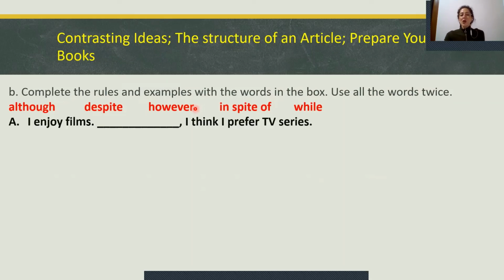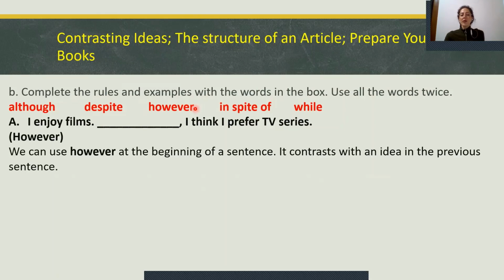A, I enjoy films. Okay, what can I put here? It's like however. Okay, so we can use however at the beginning of a sentence. It contrasts with an idea in the previous sentence. Okay, it is part B on page 130.